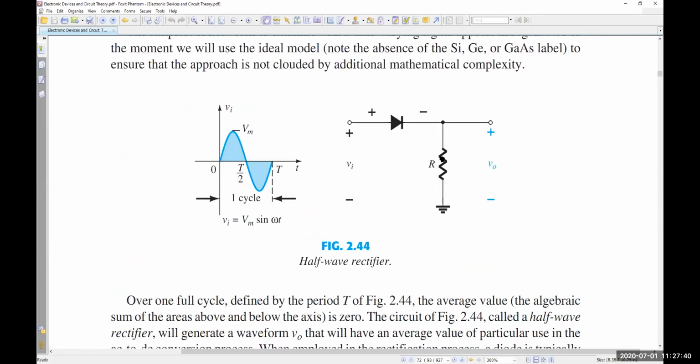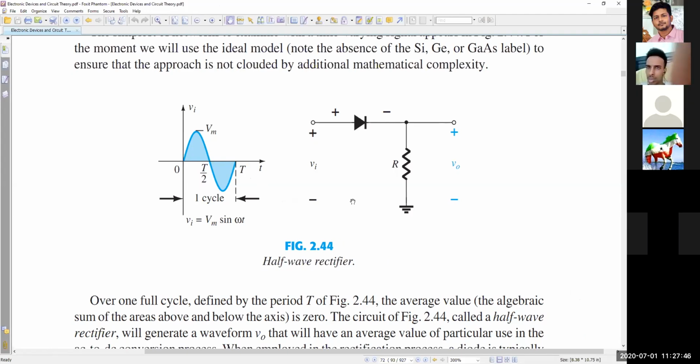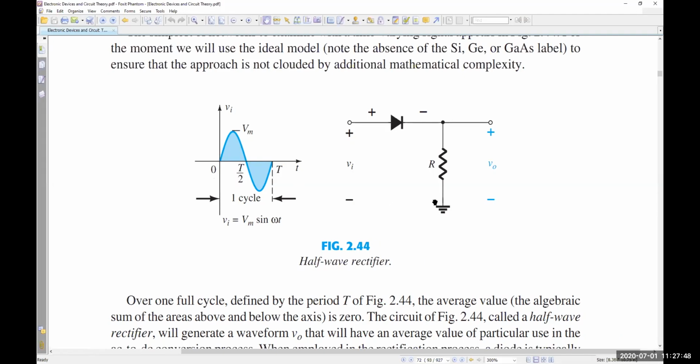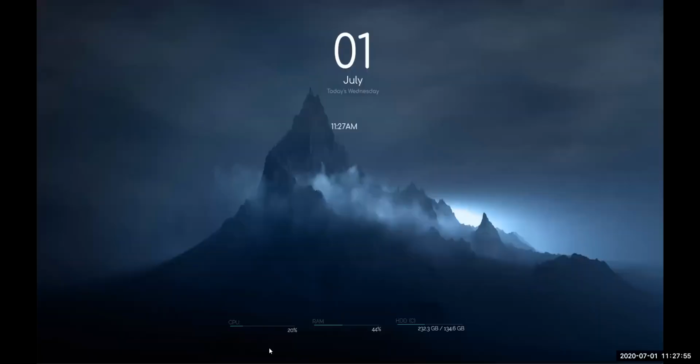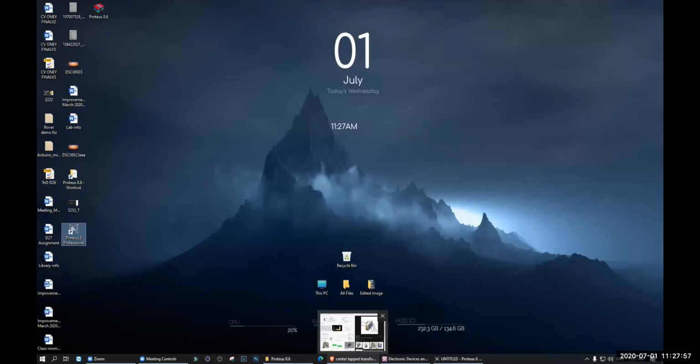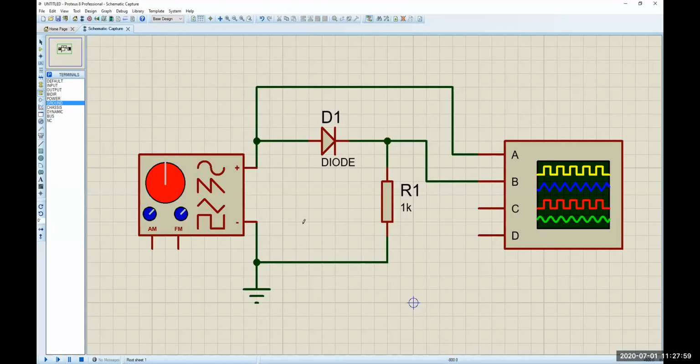Okay, can you see it? Which one is your ground? That means the negative, right? After the resistor is your ground, right? That's why I connected the ground after the resistor. Can you see it?